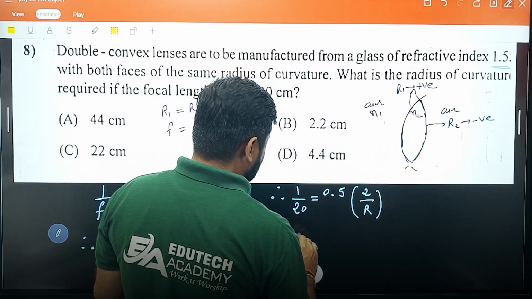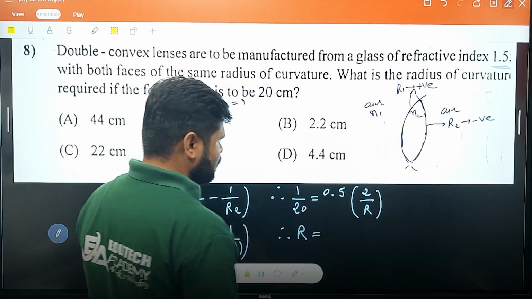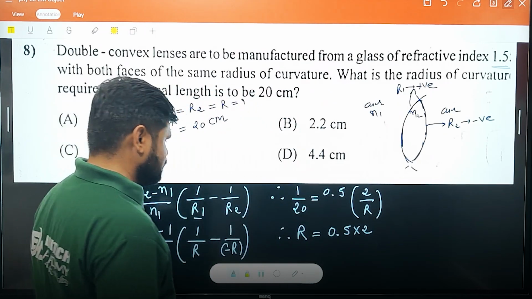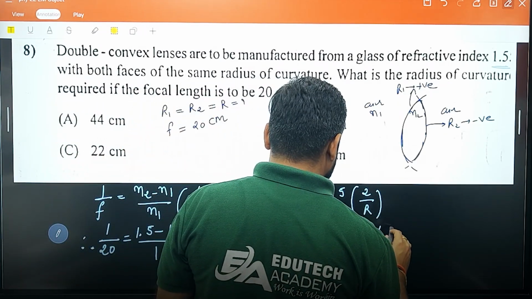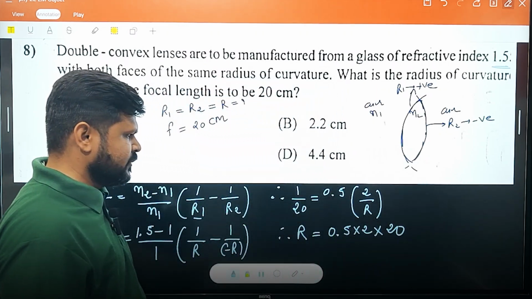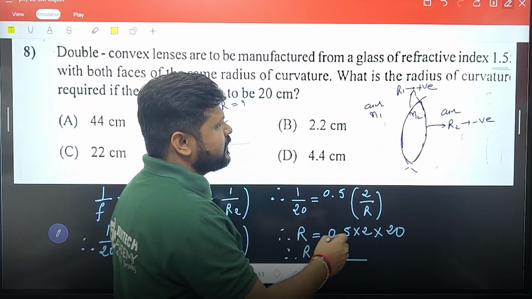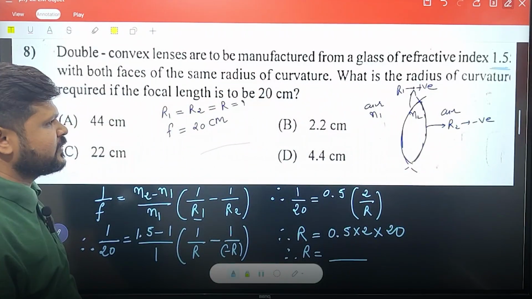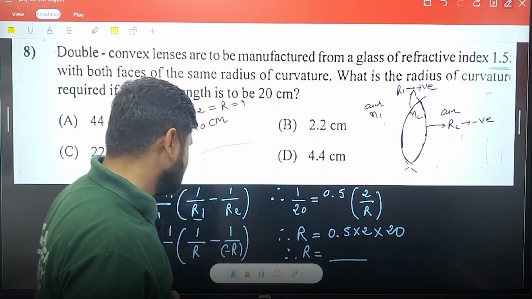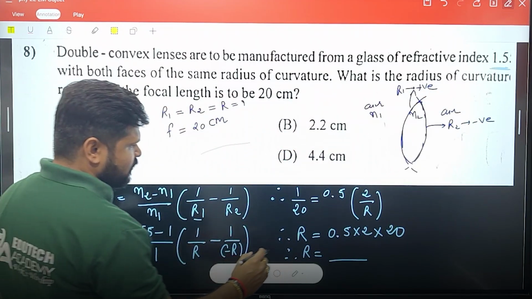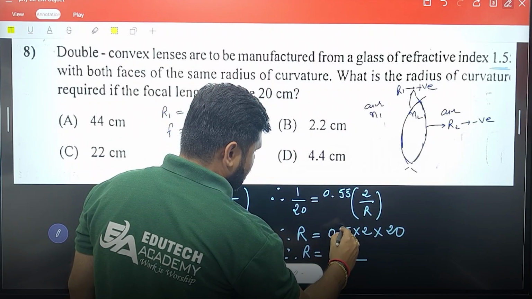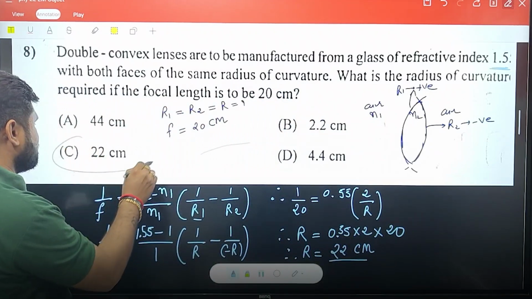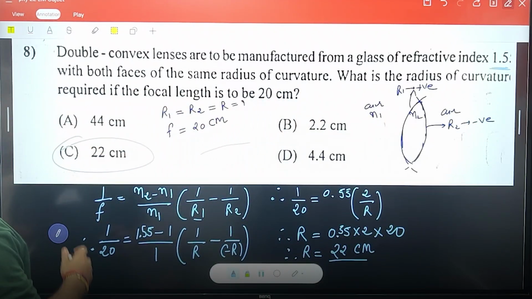We are asked to find out the value of r. So it will become r is equal to 0.5 into 2 and into 20. Sorry, here the data is actually 1.55, not 1.5. We are given that the refractive index of the lens is 1.55. Here there is a printing mistake, so here there is 1.55. So 0.55, 0.55. When you solve it, it will become 22 centimeter. Option C. Okay, now next MCQ.